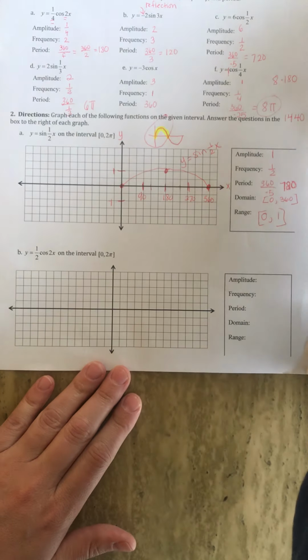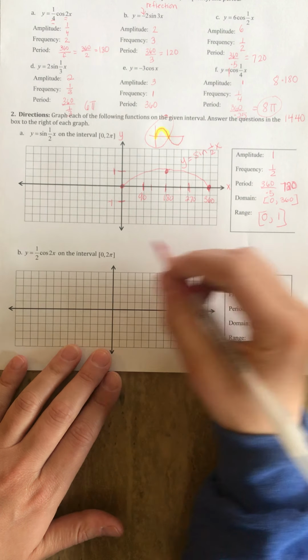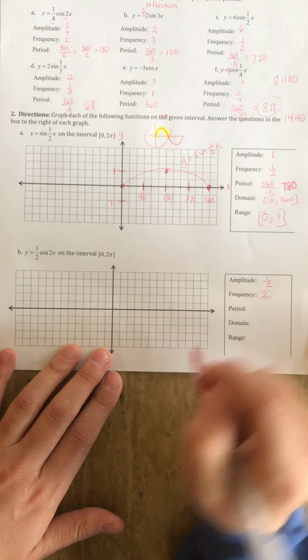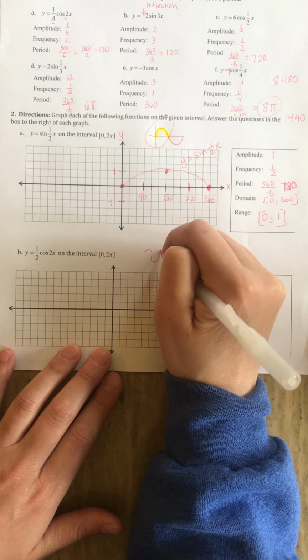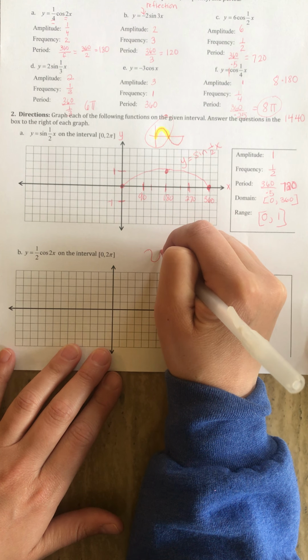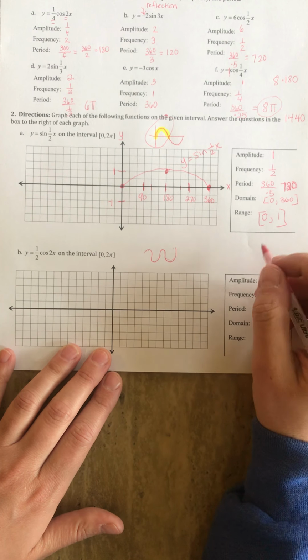We have our amplitude as 1/2. We have frequency of 2. That means we're going to have 2 curves. So 1, 2, start at the amplitude, end at the amplitude, start at amplitude, end at amplitude. So we're going to have 2 of those.